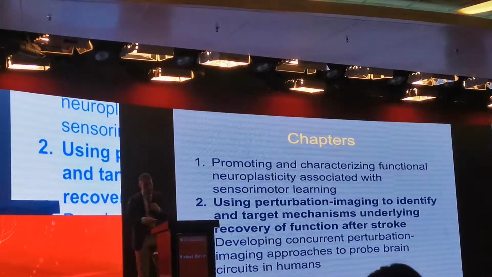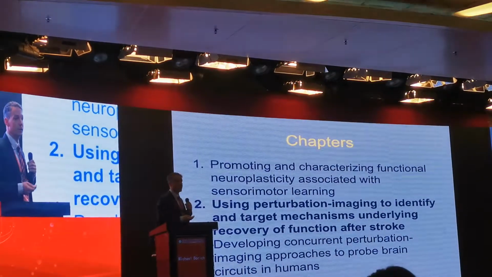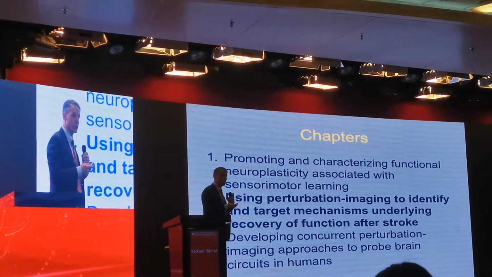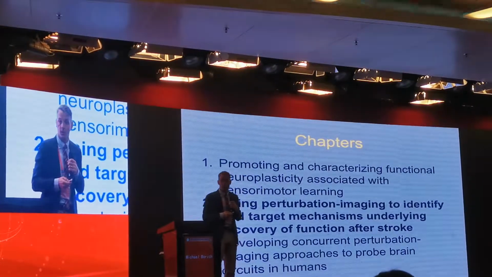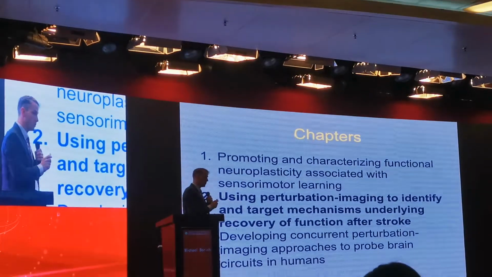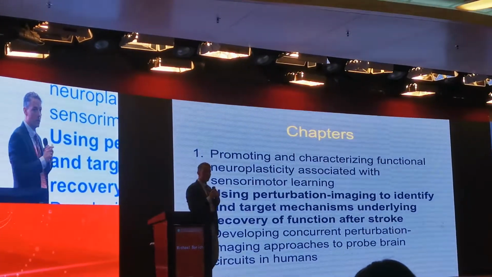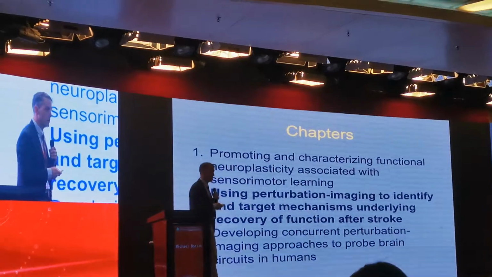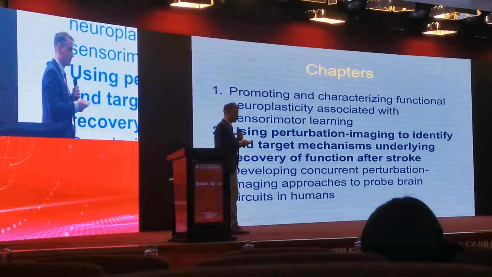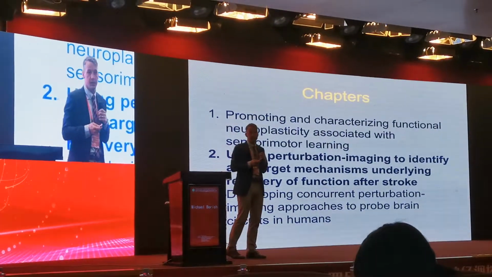So the second chapter is now moving into our work in rehabilitation, where we're looking at ways to perturb and image the system in individuals after they've experienced a stroke. And I will also want to make it very clear that in this talk, although I'm focused on stroke, a lot of the underlying principles apply across neurologic disorders, psychiatric disorders, that this idea of plasticity is universal.